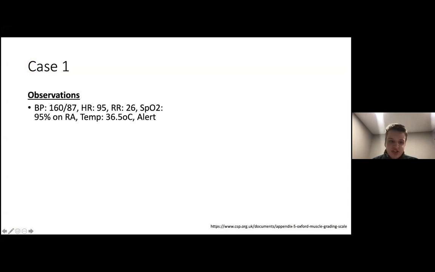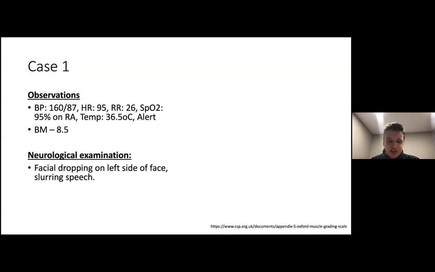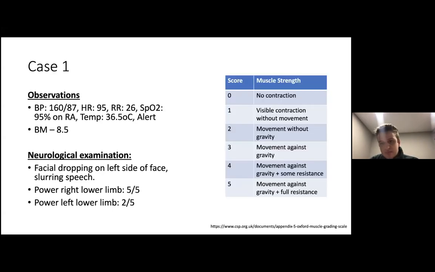So we've got some observations now, from when we went through the A to E. On neurological examination, facial drooping was noticed on the left side of the face with a bit of slowing of the speech. His right lower limb was 5 out of 5 for power, lower limb left, 2 out of 5. Just to mention, this is the Oxford scale for muscle power.